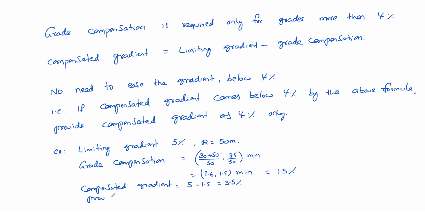Provide the compensated gradient as 4% only. Don't go for 3.5%. If you get a value below 4%, then go for 4% only. Okay, that is important.